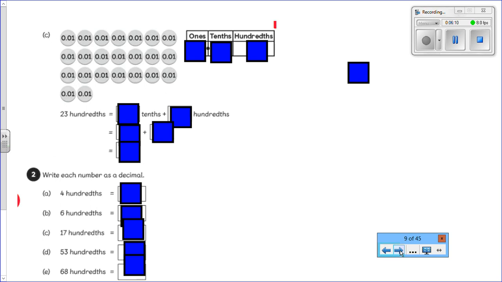And then in question 2, they haven't shown you the number with the place value counters. If you need to use your place value counters to help you, then that's fine. But if you don't need to use them, then that's also okay as well. Can you write each of those numbers in 2A to 2E as a decimal? When you're ready, you can check your answers.